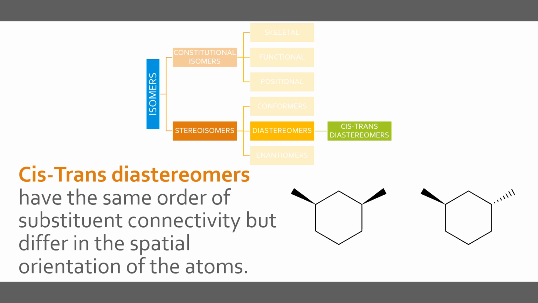Cis-trans diastereomerism is a consequence of the rigidity of a particular molecule. In the case of cycloalkanes, I can't just freely rotate it because I'm going to end up breaking some bonds. This is also actually true for alkenes, which you'll learn about later on. So alkenes can also have cis-trans diastereomerism.